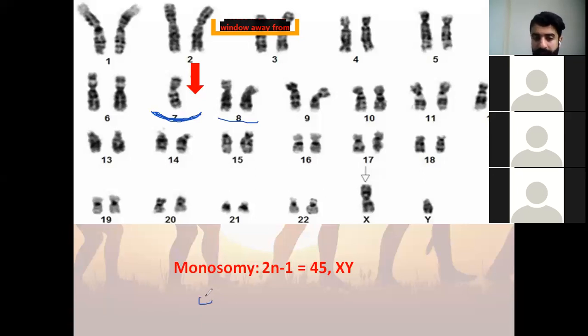So we have 2n minus 1. The normal case is 2n equals 46, so we subtract 1: 2n minus 1 equals 45. In this case, we have the sex chromosomes as X and Y, so it's for a male. Sometimes I'm not going to write the X and Y under the karyotype, so pay attention to this. Sometimes I'm going to erase this.